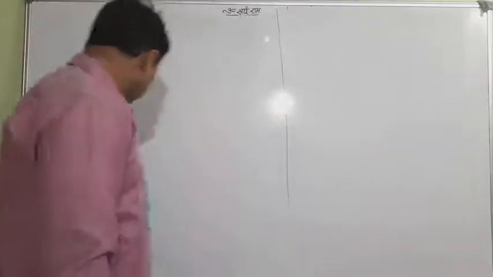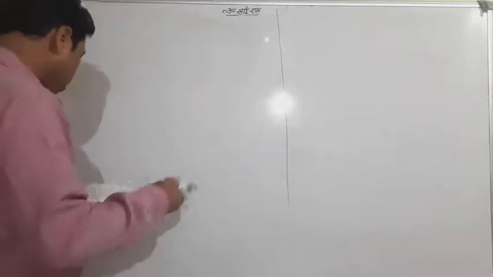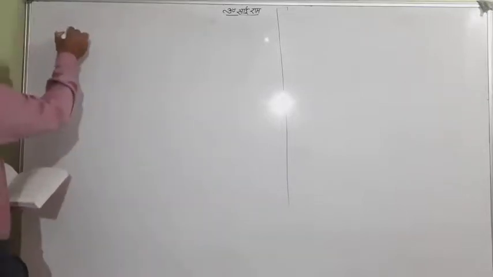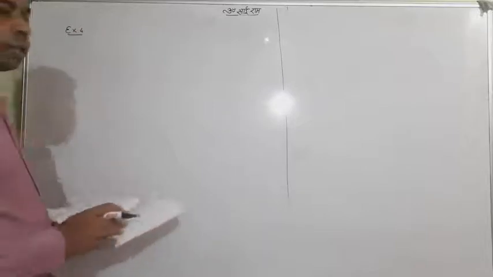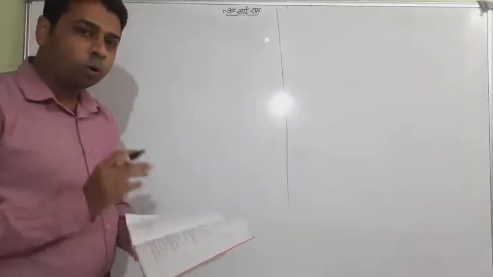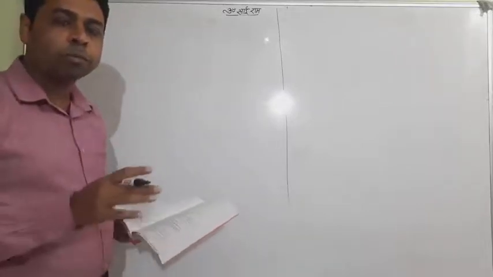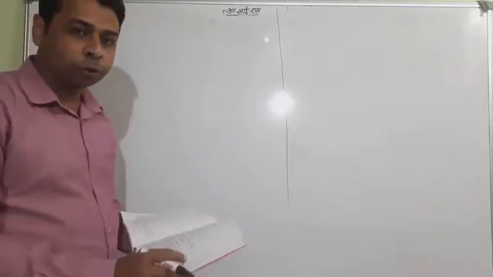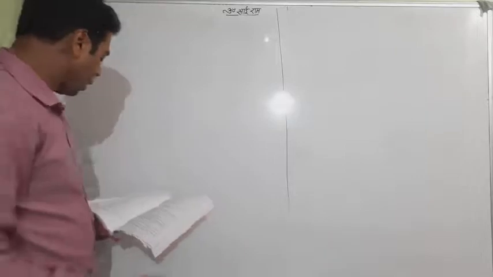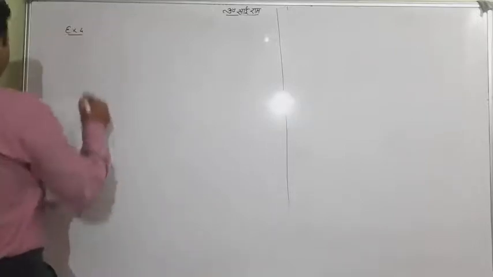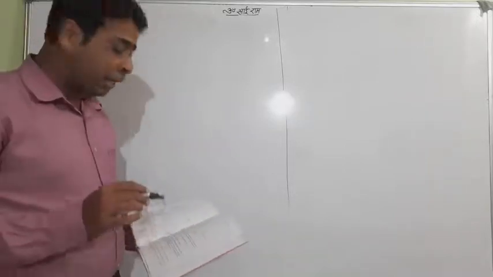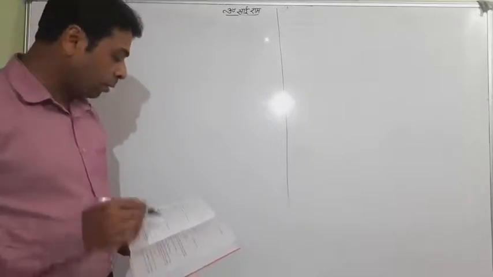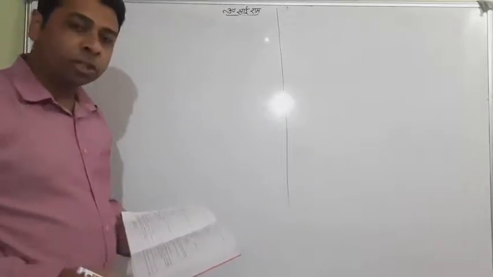Now let me take some questions of the book. This is example number 4. I want to say that probably you have studied all these questions in class 10, exercise 9.2. So it's a revision also, and I think you can do it easily. The question says, in an AP, if the mth term is n and the nth term is m, find the pth term.